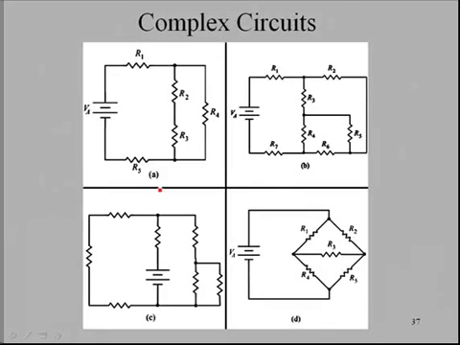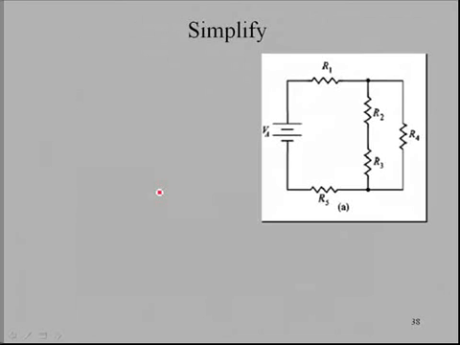Here we have 4 circuit types, and we want to take a little time to look at these and see, is it feasible to reduce these to a single power supply and a single resistor, which would make them either series or parallel. If we cannot do that, then they will be in a category we call a complex circuit.